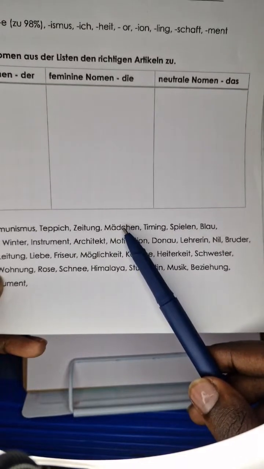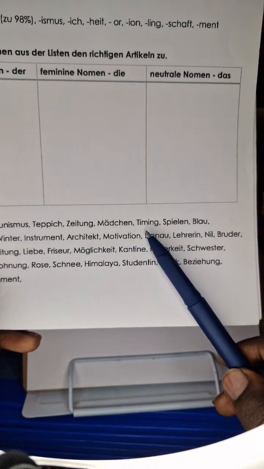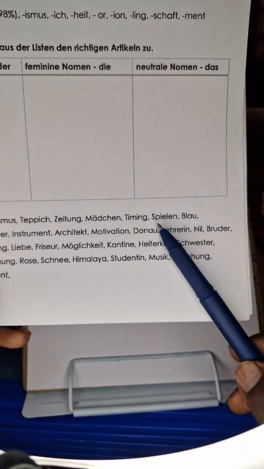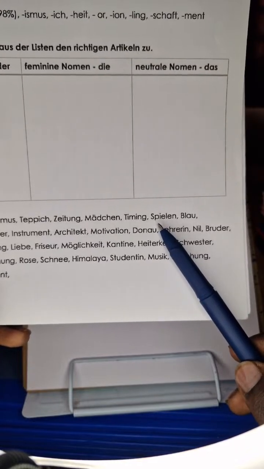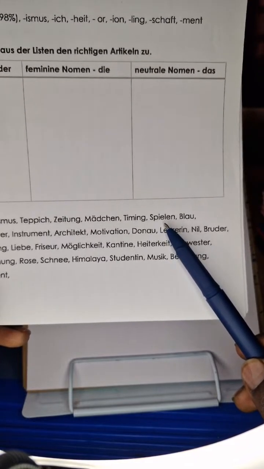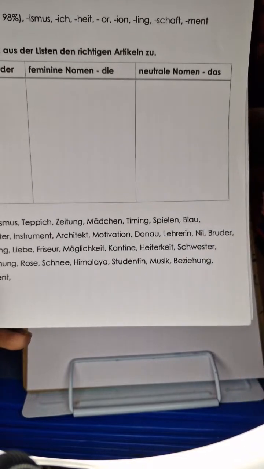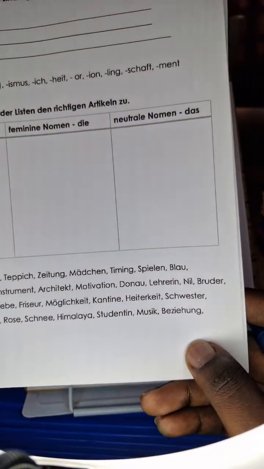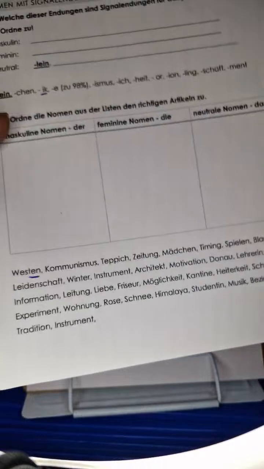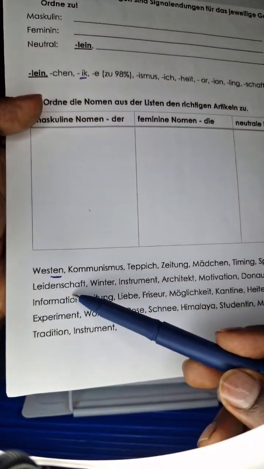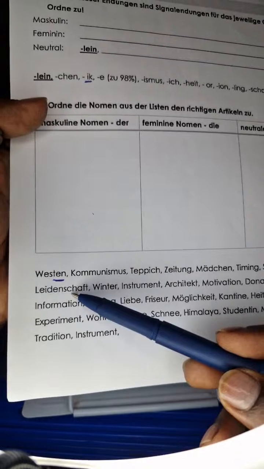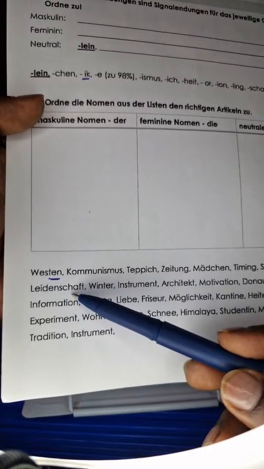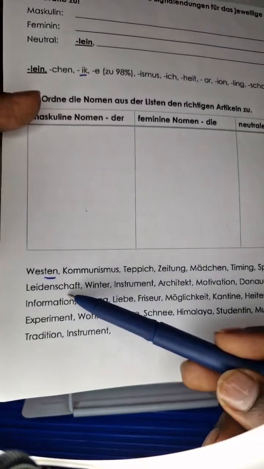Das Mädchen. And how about Timing? Is this die? The timing? You will check on it. And then Spielen. Das Spielen. Then I have colors. Most of the colors tend to be, is it die? Blau, grün, they tend to be feminine, right? Yes. And then there's Leidenschaft. This is die Leidenschaft. Die Leidenschaft. This is feminine.